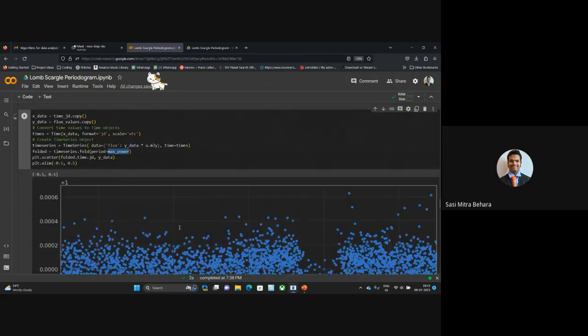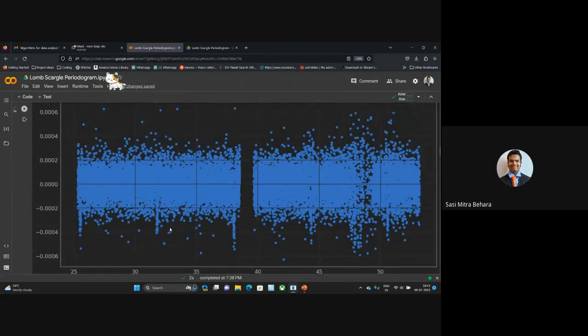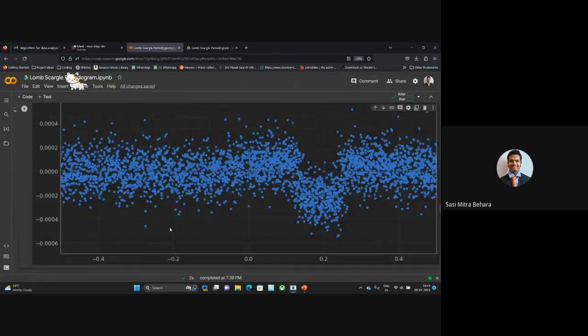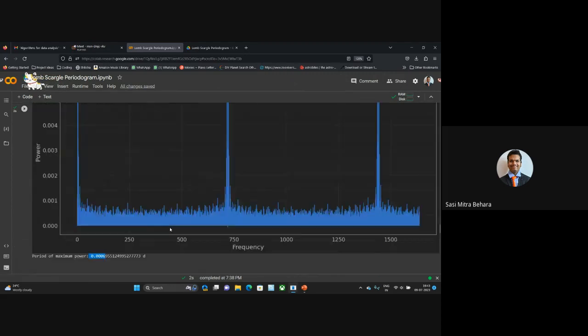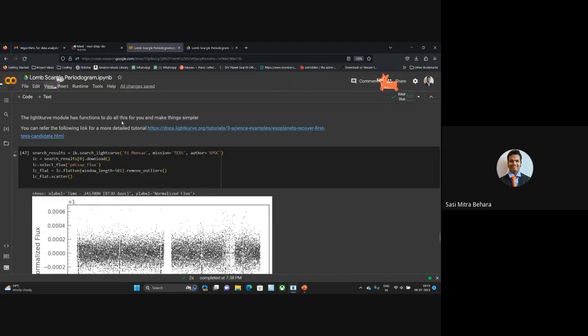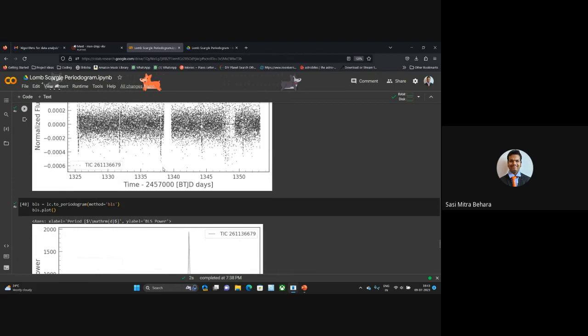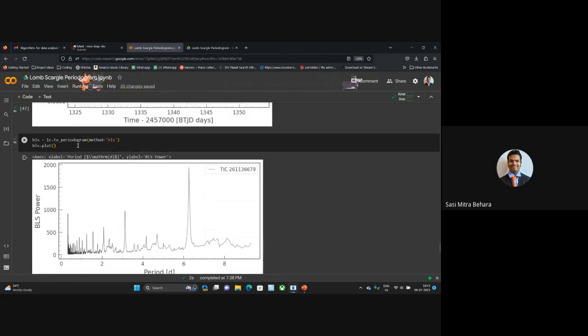And since I mentioned Lightkurve has methods to deal with it end to end, the Lightkurve module itself has a few functions to do all of this for you and make things simpler. So you can directly search and make a scatter plot of the clean data, and then you have a simple function to take the periodogram. You just ask Lightkurve to take a periodogram, specify the box least squares method, and ask it to plot that, and it just plots it for you.